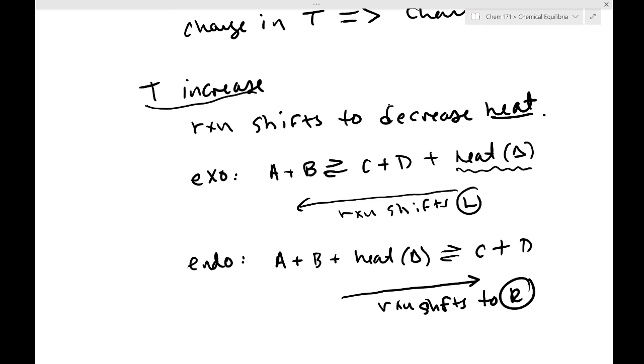Now, if you think of it from the perspective of needing heat as a reactant, and you add extra heat into the system, of course the system is going to use that heat to produce more products. Okay? And of course, the opposite is true with a temperature decrease. With a temperature decrease, if you have an exothermic reaction, the reaction shifts to the right to produce more heat, basically. And in the case of an endothermic reaction, the reaction would shift to the left with a temperature decrease.